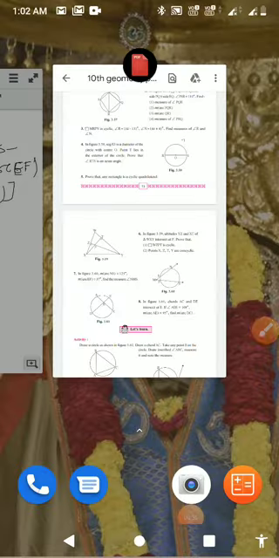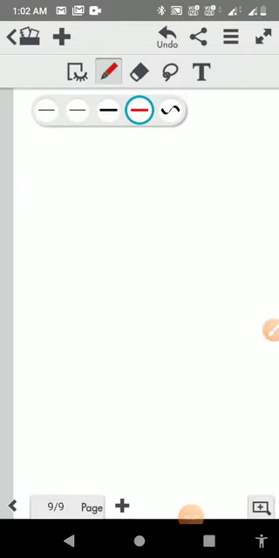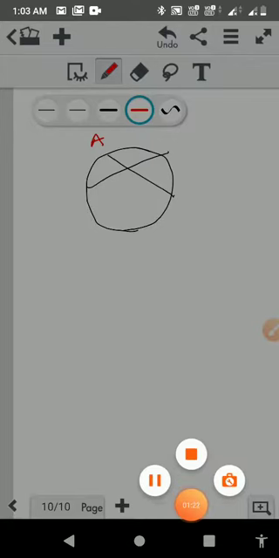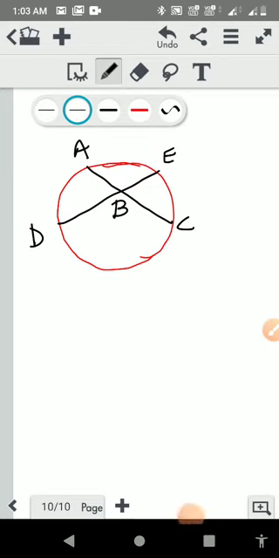I will use this whiteboard platform for this. A circle is drawn here. I will draw it again precisely. These two chords are given, and I am just naming the chords. This is A. This type of diagram is given, in which angle ABE is given as 108 degrees.